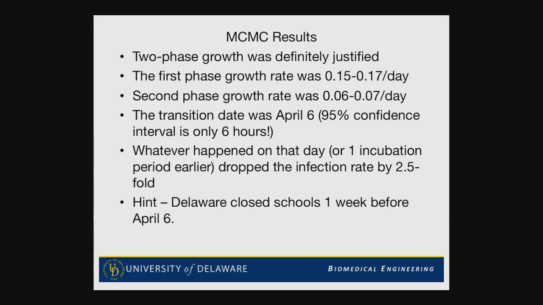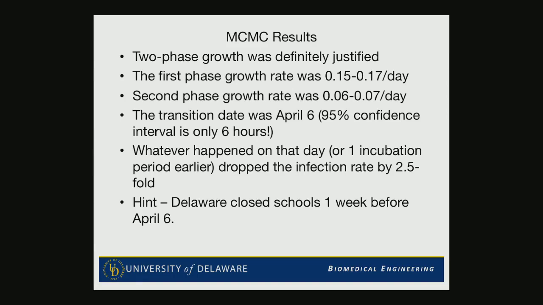The transition date was April 6th. And the uncertainty in that, the 95% confidence interval, was 6 hours wide. So it was April 6th. That was the day that the transition happened. Whatever happened on that day dropped the infection rate by about 2.5-fold. And so the question was, what did happen on that day?